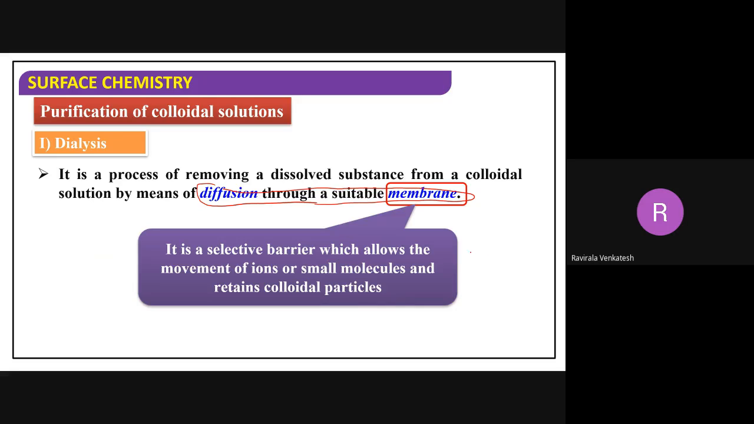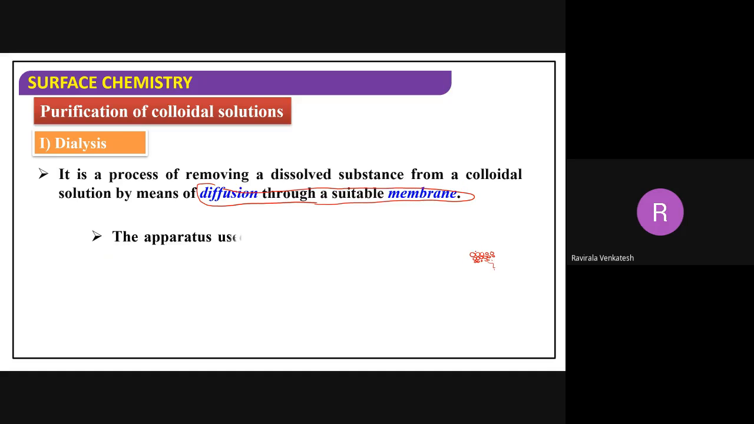Now, what is the function of this membrane? This membrane has small minute holes in it. Therefore, it allows the movement of ions, which are very small in size. The colloidal particles are large in size compared to these small particles, so they are retained here. The small particles will flow through the membrane. This is the process actually happening. The apparatus we use in dialysis is called a dialyzer.